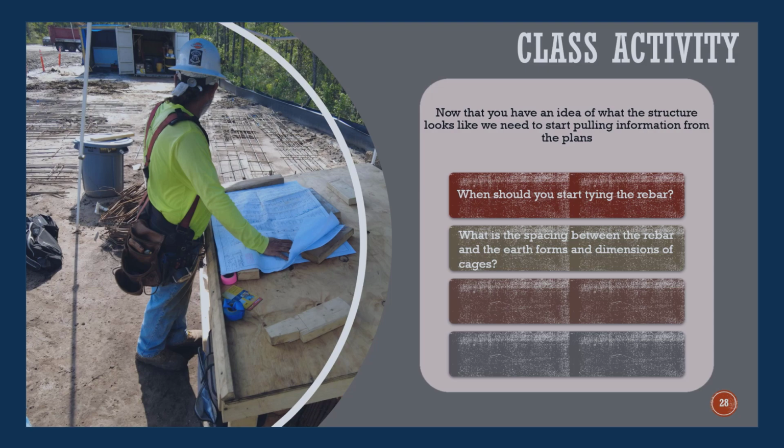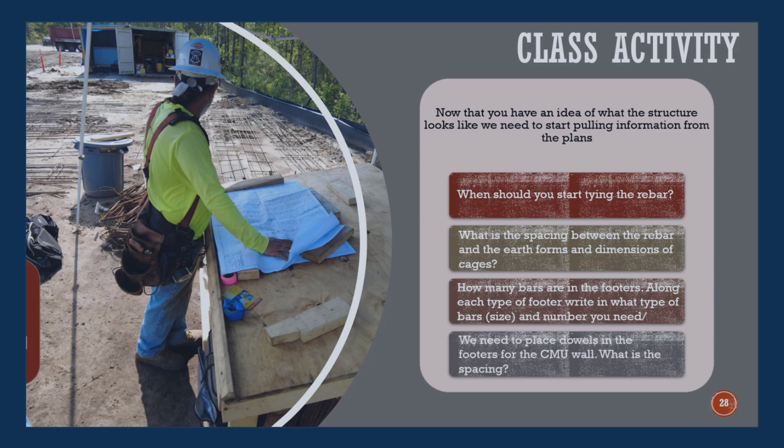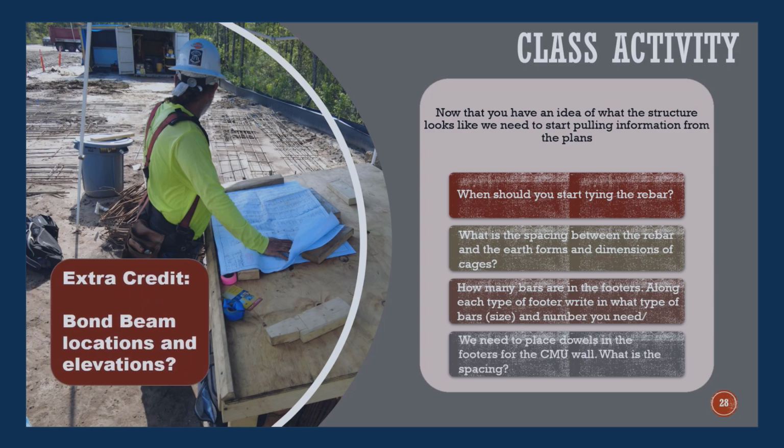Now that we know the dimensions of the cage, how many bars do we need for each footer and what are the sizes? Once the mats or cages are in the ground with the right clearance, we must think about how our masonry wall is attached to the footings. What are the spacing for the dowels and describe the rebar in the corners? For extra credit, tell me the locations of the bond beams and elevations. This should keep you busy for a while, so pause the video and I will see you in a bit.